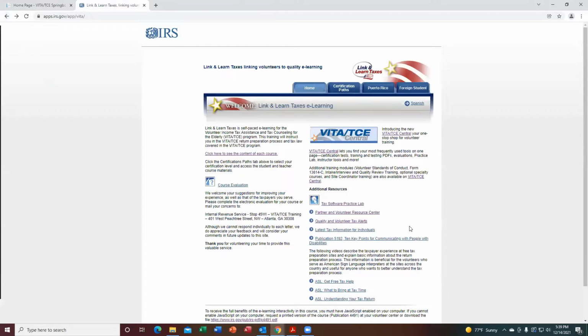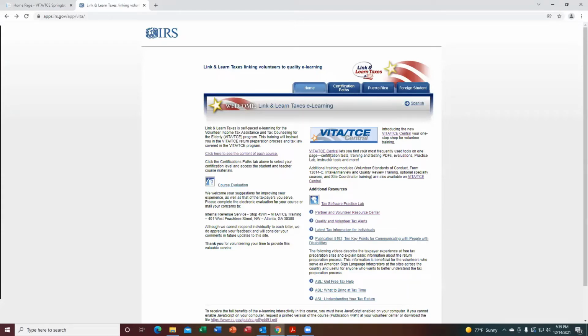So I'm just visiting the areas. Quality and volunteer tax alerts, anything that's coming up new, especially as coordinators that we wanna be abreast of. This is where you're gonna find that information as well. And then of course, the latest tax information for individuals.